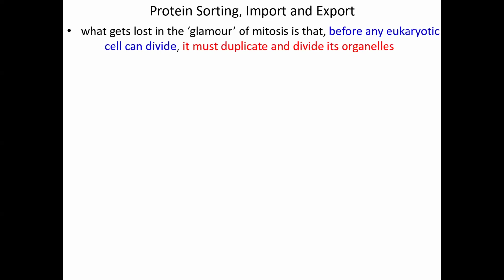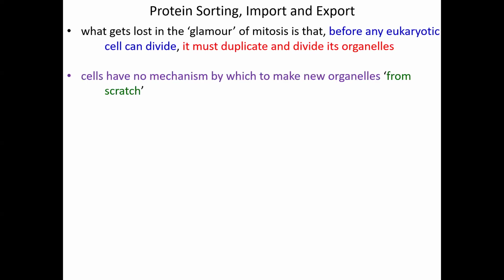What gets lost also in the glamour of mitosis is that organelles have to be distributed as well. In mitosis, we talk all about chromosomes being distributed. That's great, right? I proudly prefer milk and tea as the distribution of chromosome copies. But the organelles also have to be distributed among daughter cells.